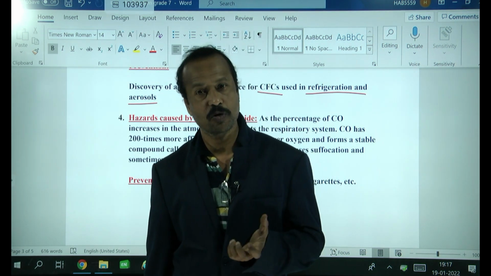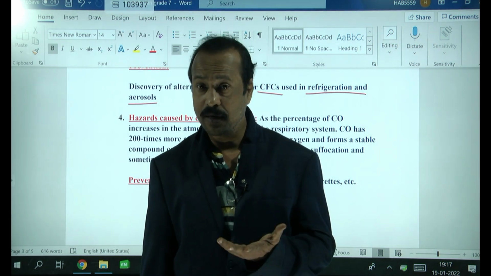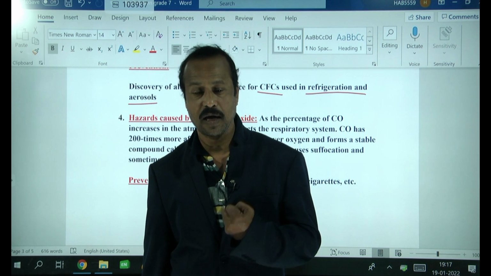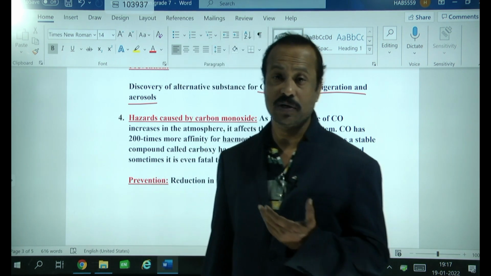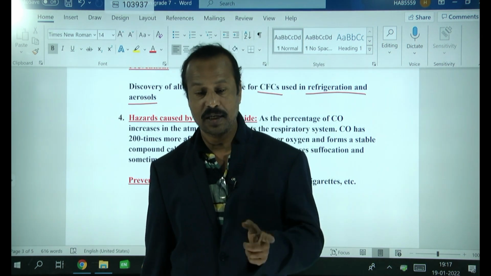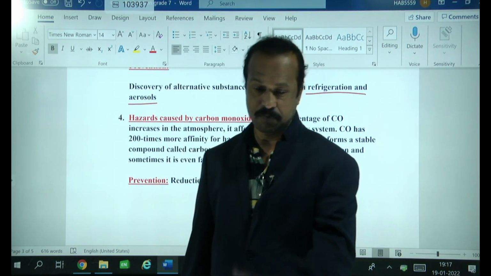This carbon monoxide is due to the incomplete combustion of fossil fuels or carbon. So due to that, carbon monoxide is released and it causes respiratory problems. It reduces the supply of oxygen to the body, so there is a chance of the person dying.